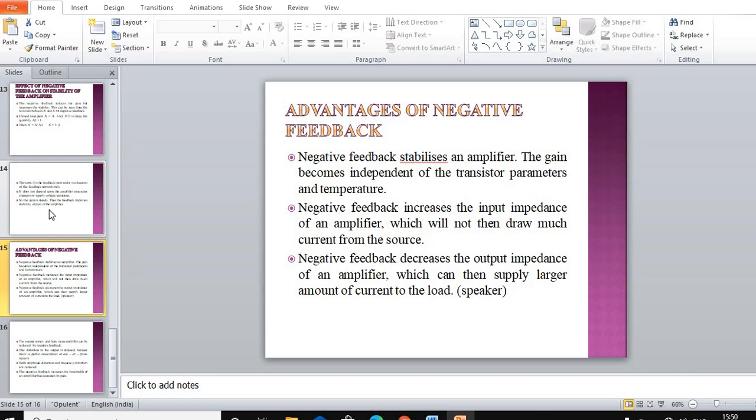Advantages of negative feedback. Negative feedback stabilizes an amplifier. The gain becomes independent of the transistor parameter and temperature. Negative feedback increases the input impedance of an amplifier, which will not then draw much current from the source. Negative feedback decreases the output impedance of an amplifier, which can then supply a larger amount of current to the load, that is speaker.